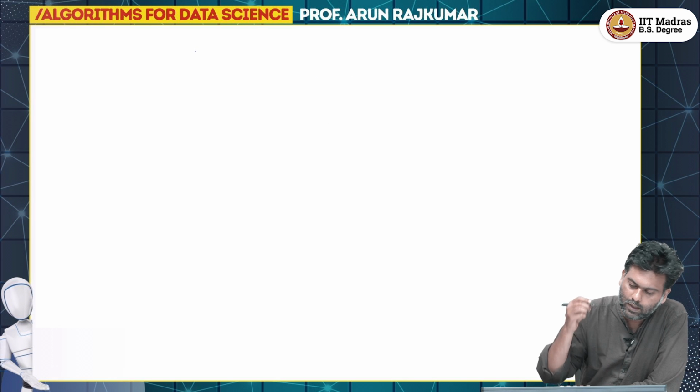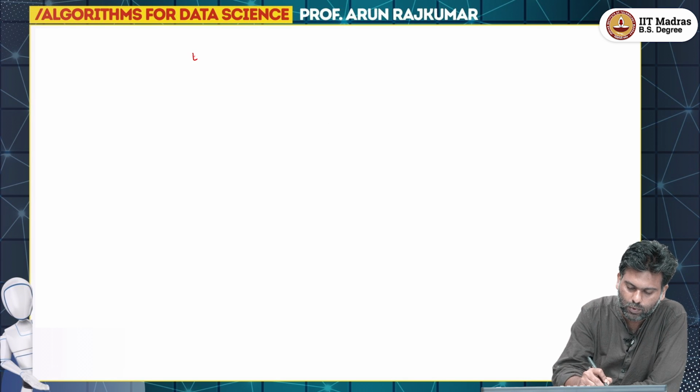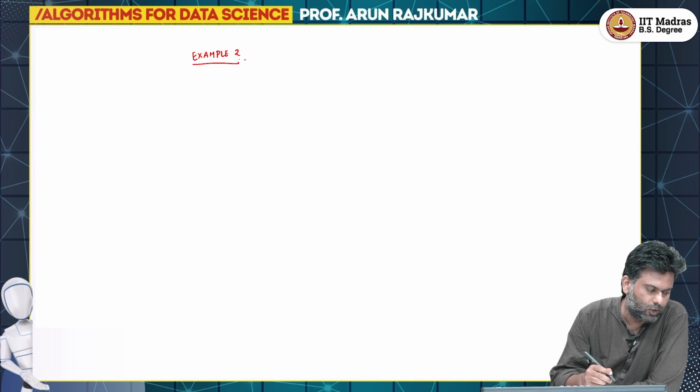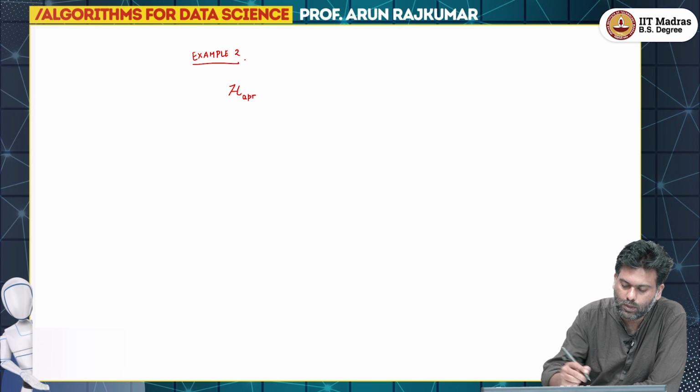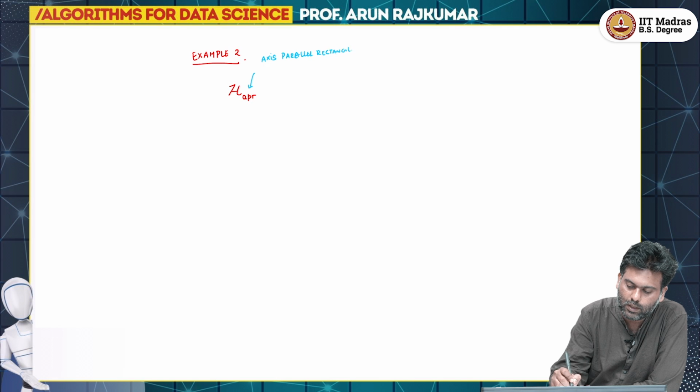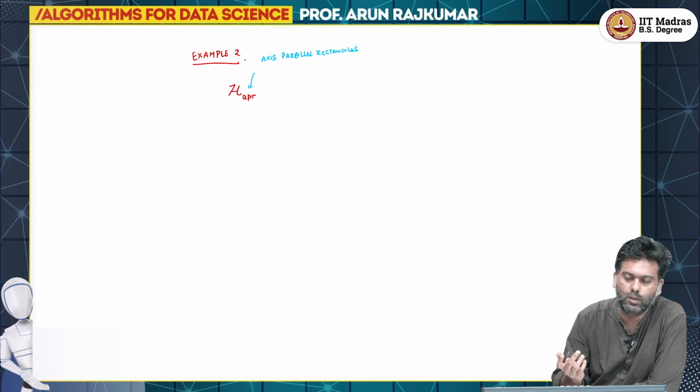Okay, so here is example 2 to understand VC dimension. Example 2, so this is the hypothesis class, this is what I am going to call the APR hypothesis class. APR stands for axis parallel rectangles. Think of this as a generalization of the interval hypothesis class, right.